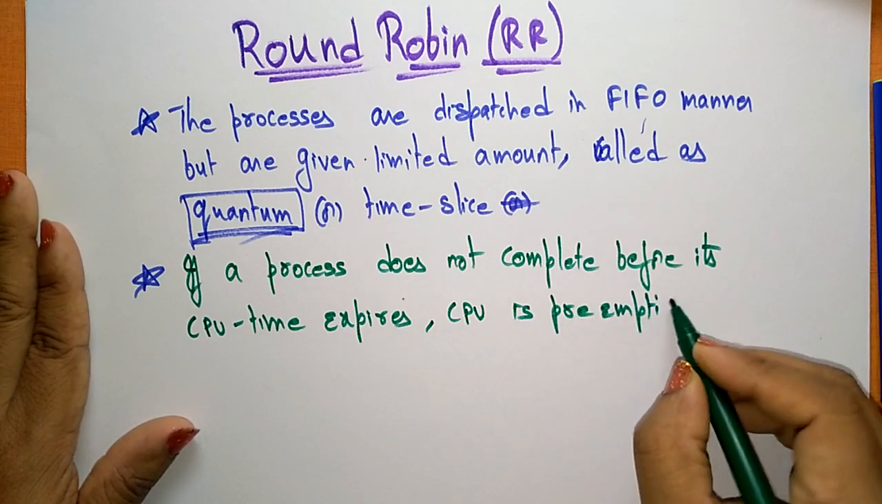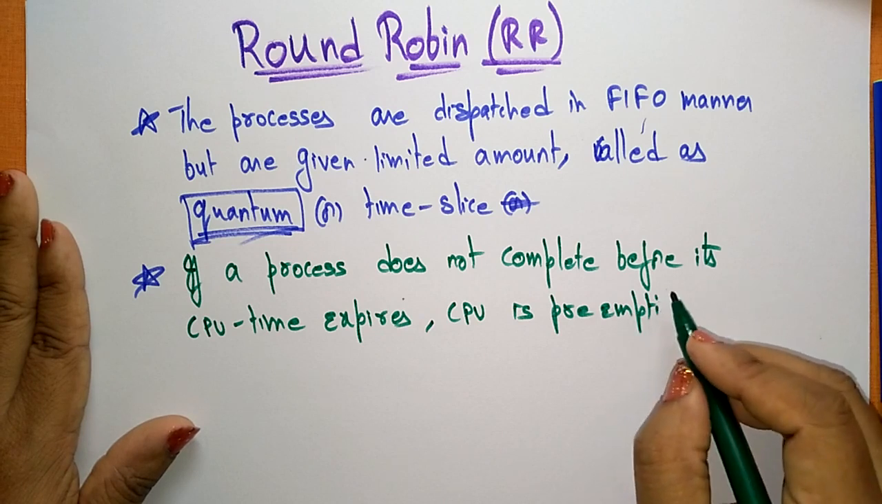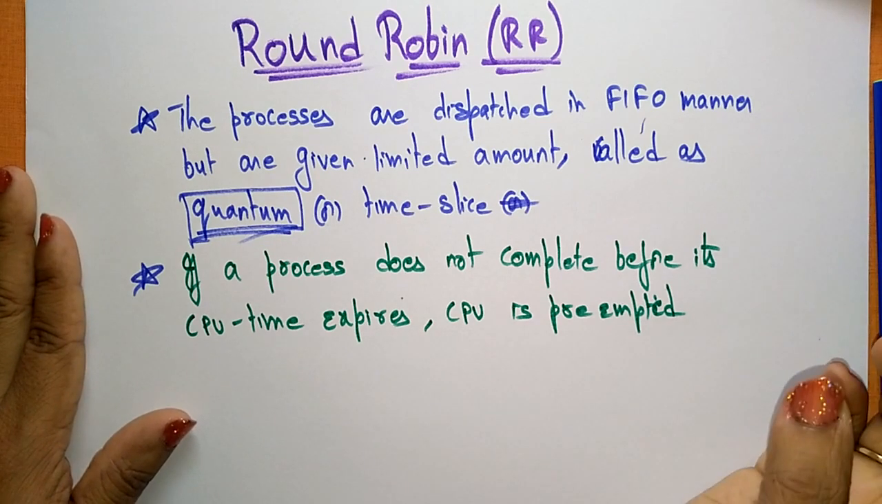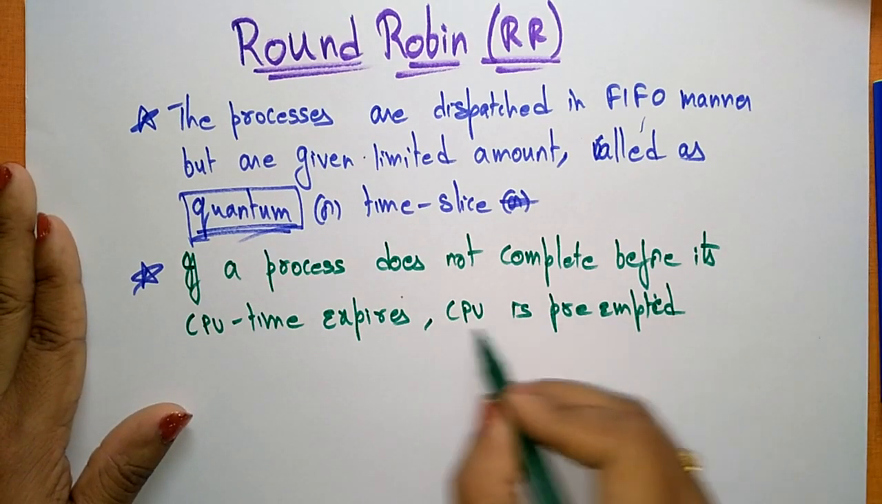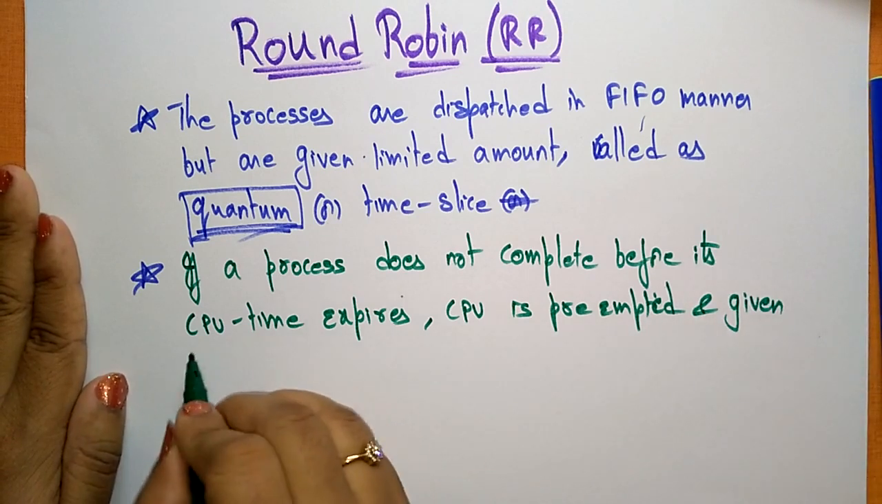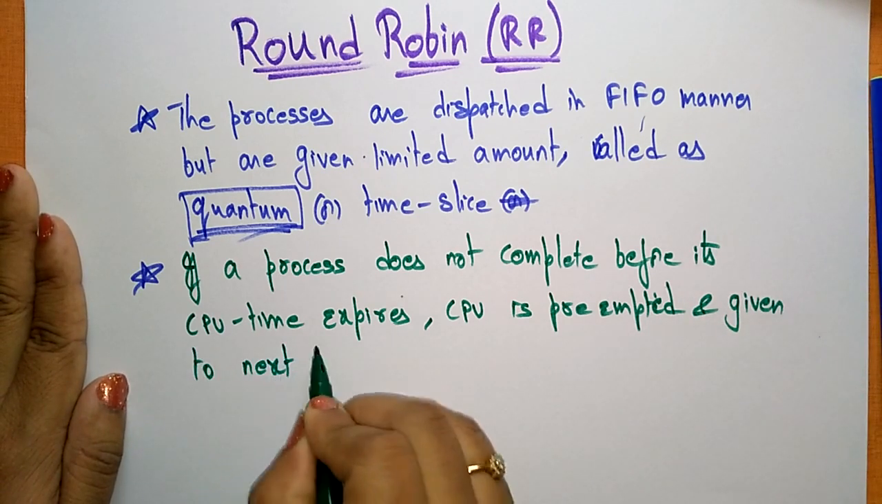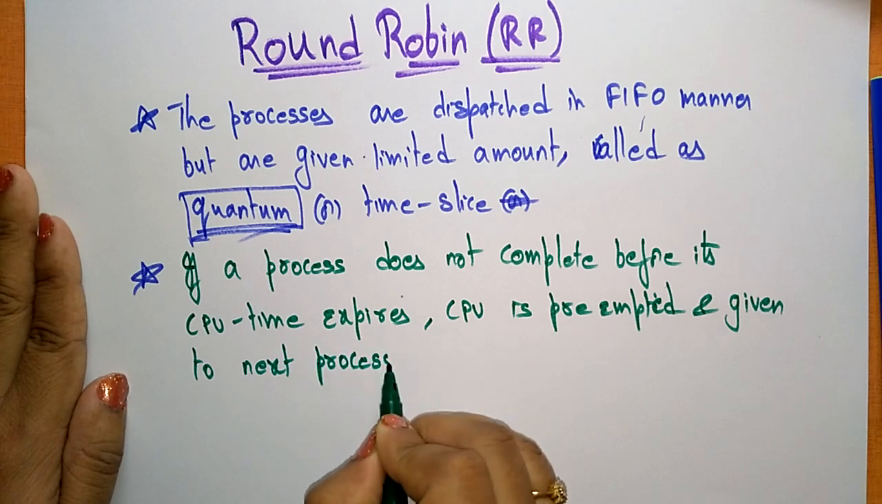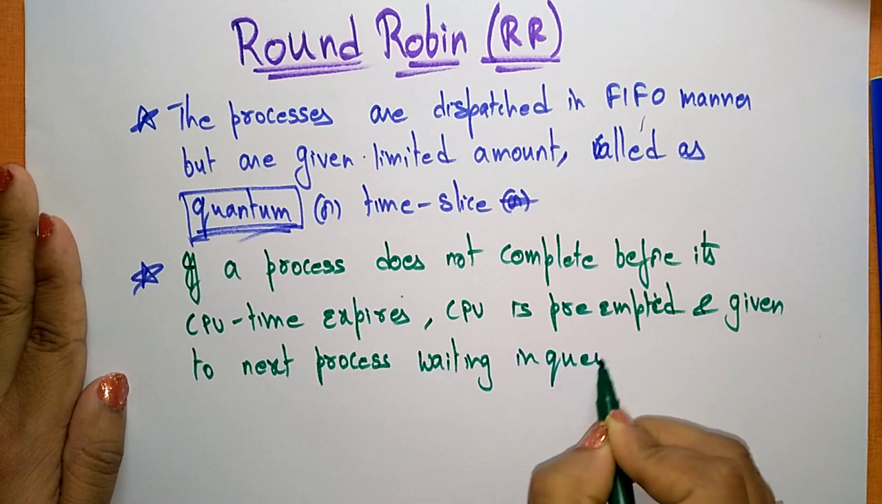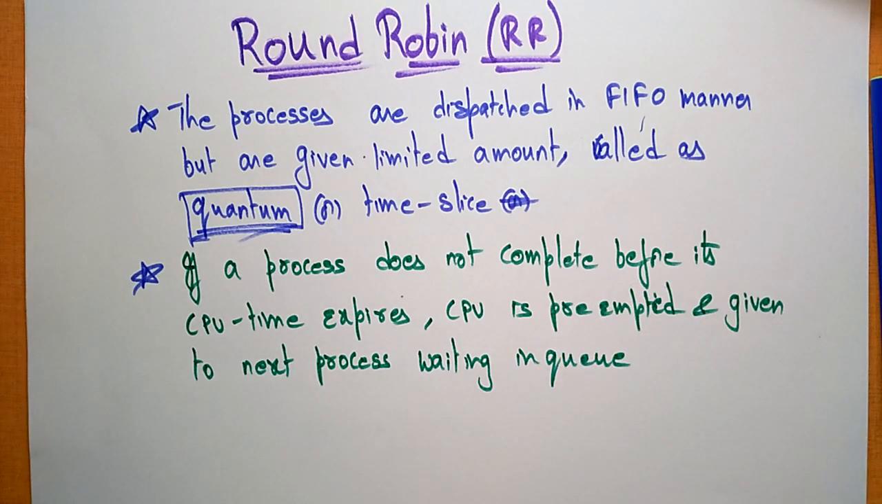the CPU is preempted, meaning the CPU takes the next process, and that you call preempted. The CPU is preempted and given a chance to the next process which is waiting in the queue. That technique you call round robin. The preempted process is then placed at the back of the ready list. So this is how it will be executing.